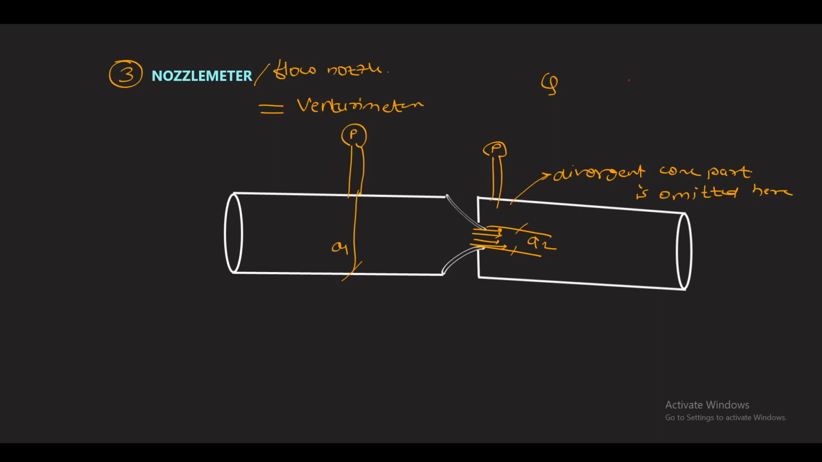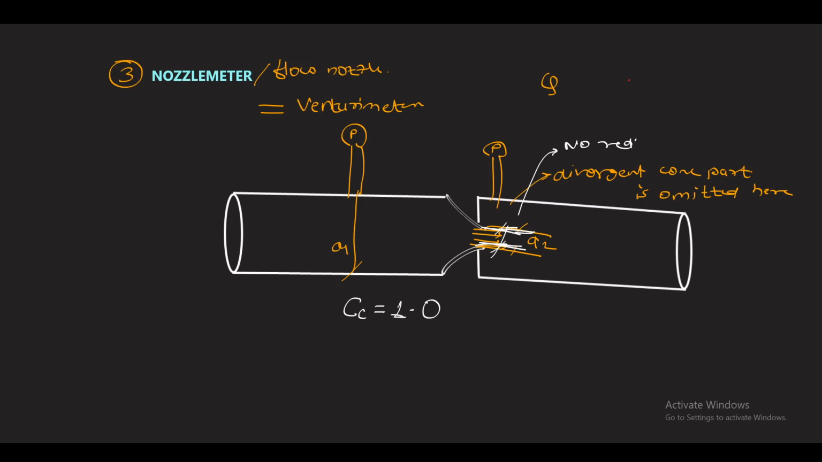There is no more regarding the nozzle meter, and questions may not be asked on it, as it is not that important a point. However, I am giving some important values, that is the CC, the coefficient of contraction. As you can see, there is also a reduction in the area. Is there any reduction in the nozzle meter? No, there is no reduction. So the value of CC here is 1.